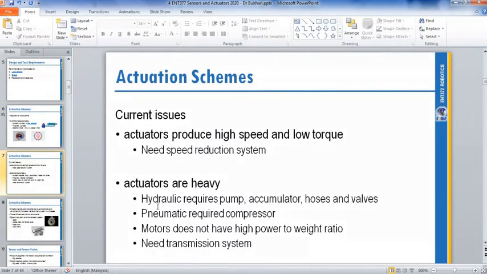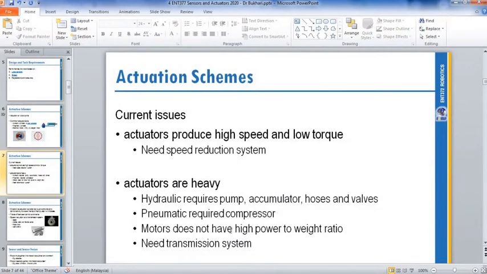Actuators are heavy. For example, hydraulic is heavy equipment, a heavy actuator, so everything is heavy. Pneumatic requires a compressor, but now they have a small compressor they use for skeleton robots. So now they can develop a small compressor, but before this, the compressor was a big size.